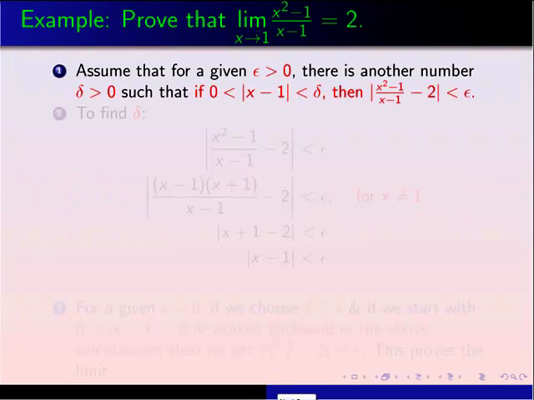In the given example, he's asking you to prove that the limit, when x approaches 1, of the function (x squared minus 1) divided by (x minus 1) is equal to 2. The first step, we need to define the distance notations. So assume that for a given epsilon greater than 0, there is another number delta greater than 0, such that if we start from any point within a distance from 1 that is less than delta, then that guarantees that the value of your function at this point is going to be within a distance from 2 on the y-axis that is less than epsilon. So this is your assumption, and this is the conclusion you're expecting to get. If you start from this assumption and you get to this conclusion, then you have already proven that your limit exists.